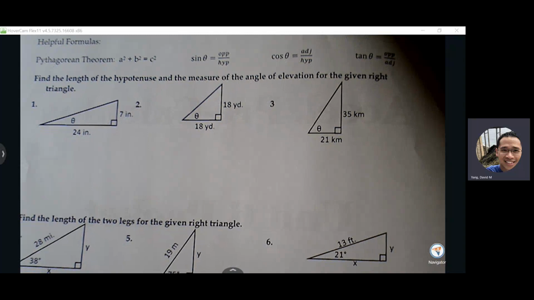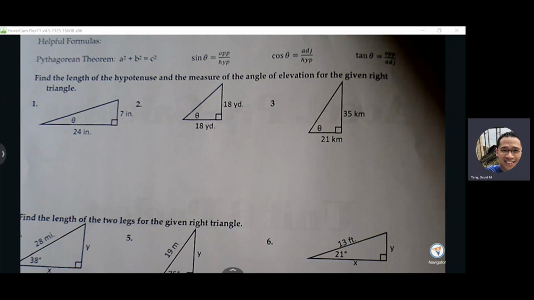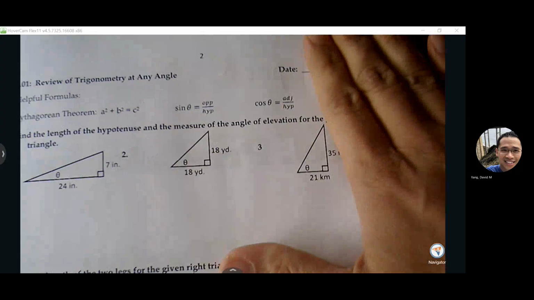You're going to need your calculator today. If you don't have it, you can just follow along.